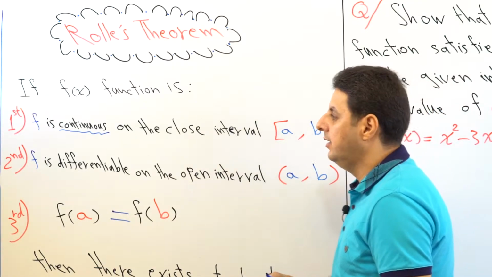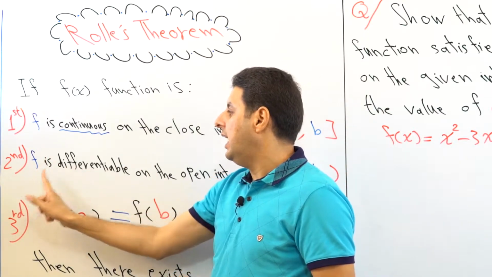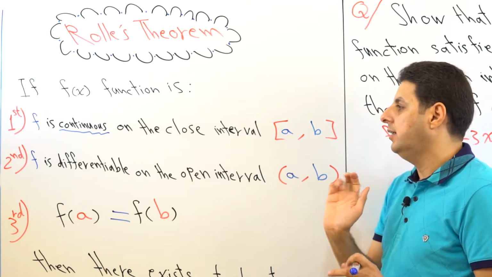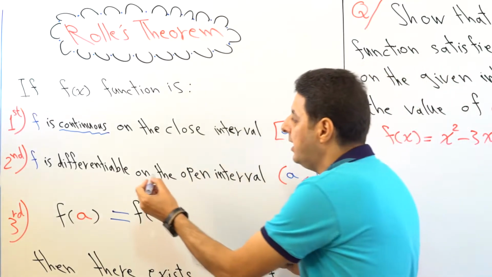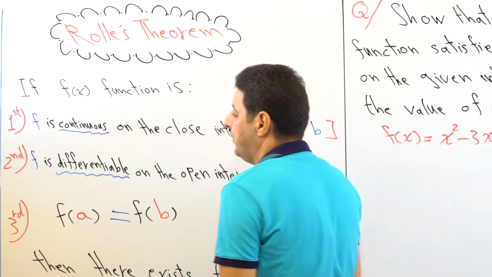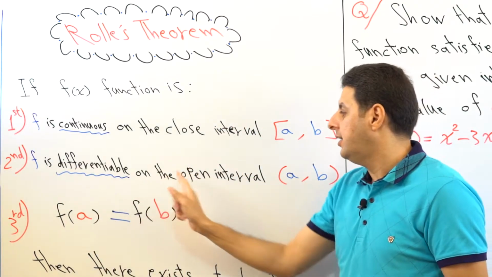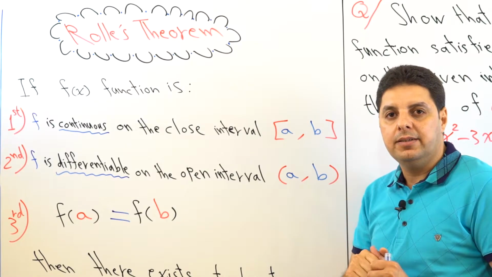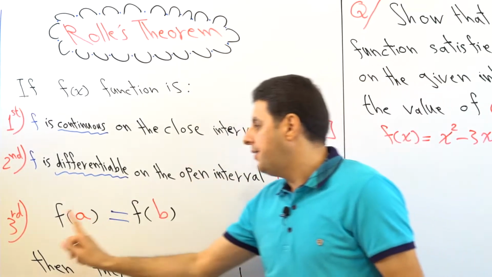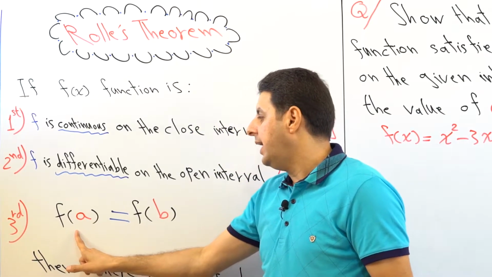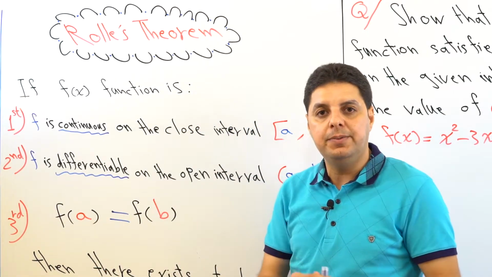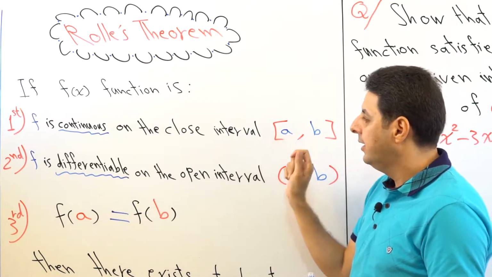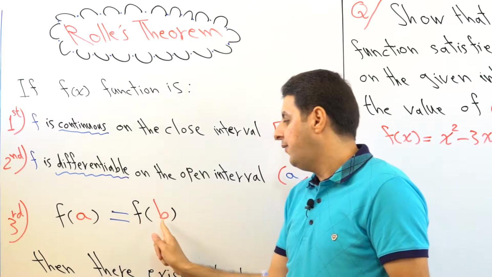Second condition: f is differentiable on the open interval a to b. Third condition: f of a must equal f of b.